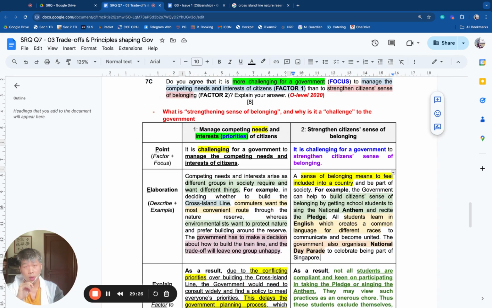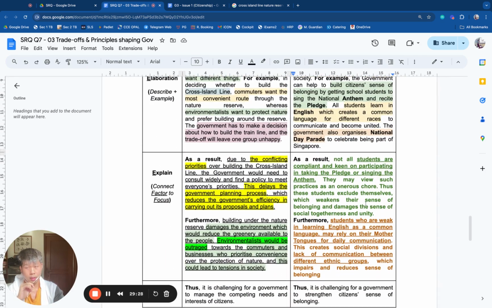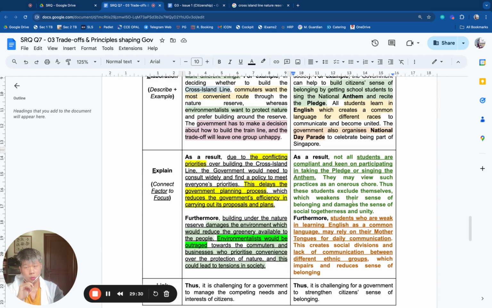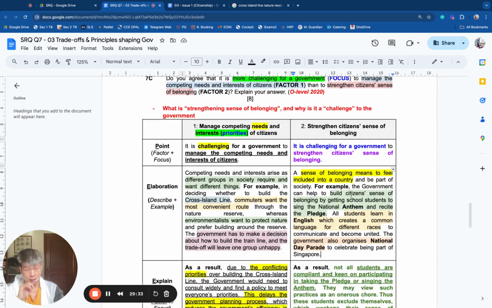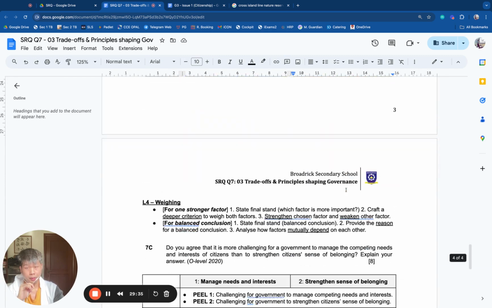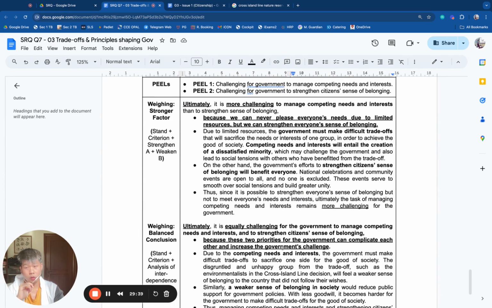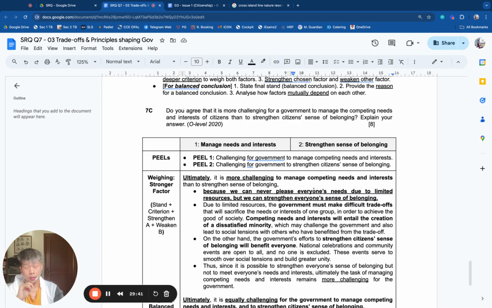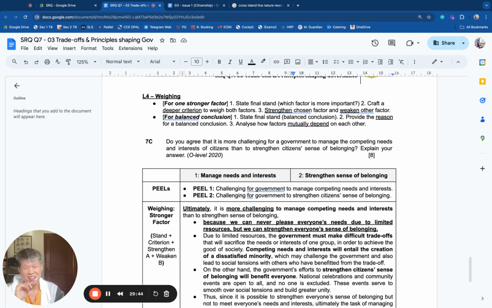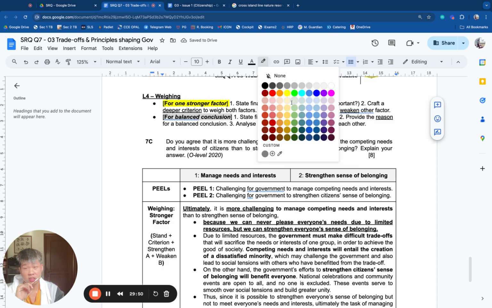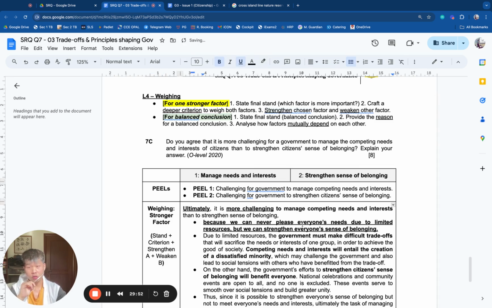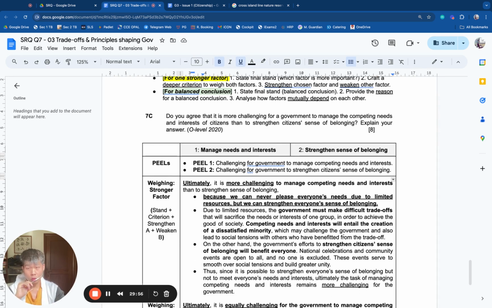And so what you have to do as homework is to do 7C, this question, and write down one of the two weighings. Perhaps I shall just talk about the weighing. So weighing, there are two ways to do. One is stronger factor, one is balanced conclusion. At this point, I'll be teaching you stronger factor. So let me continue to talk about stronger factor. You can read the other one on your own if you want to.